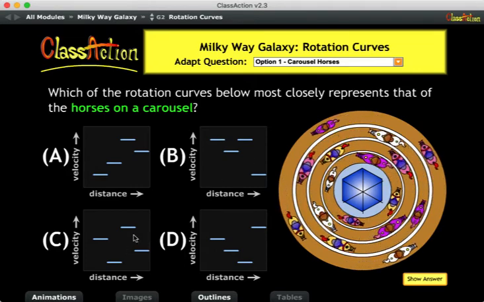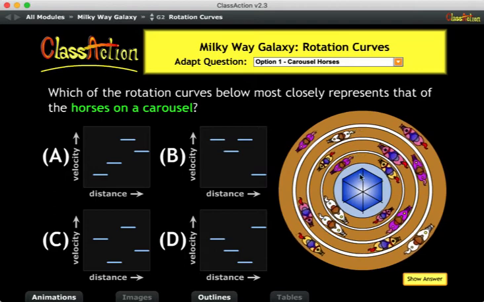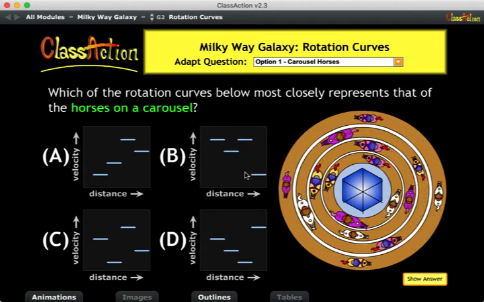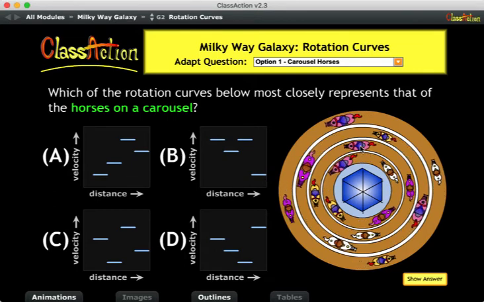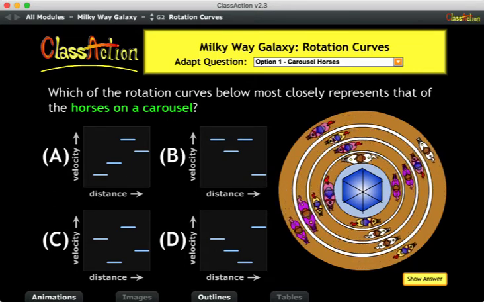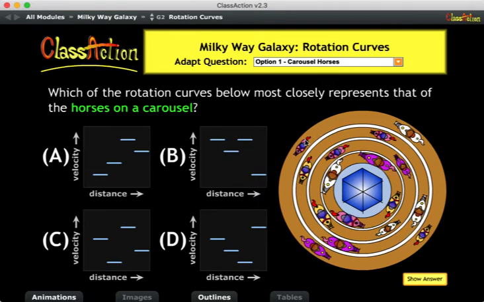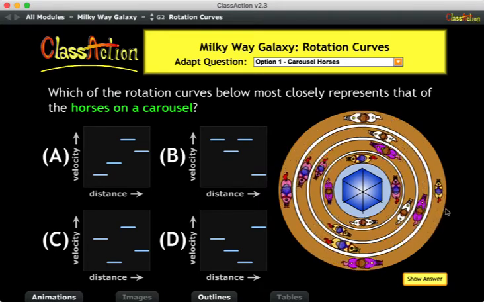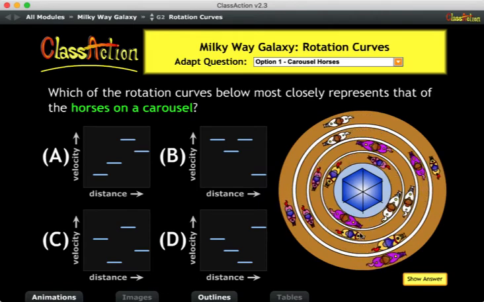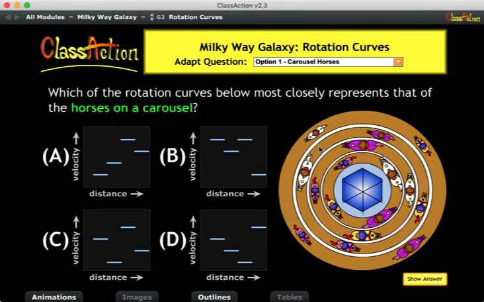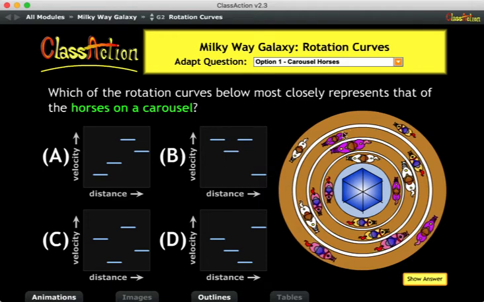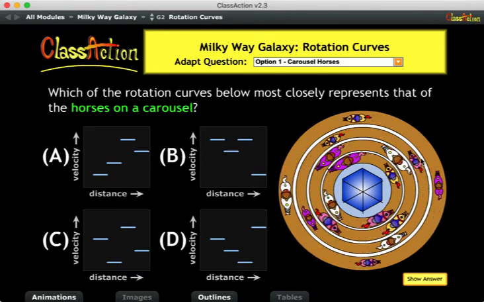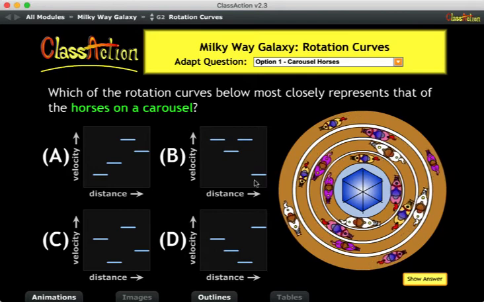Well, now we just have to figure out, are track 1 and 3 moving the same speed? Is track 4 moving a lot slower than track 3? And the answer to that question is certainly no. Certainly, track 4, even though it has a longer distance to travel, these horses are actually passing the horses in track 2. And so the horses in track 4 must be moving quite a bit faster than the horses in track 2, and that's certainly not the case for B.